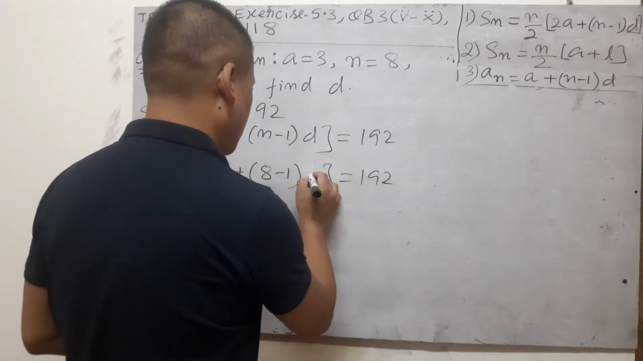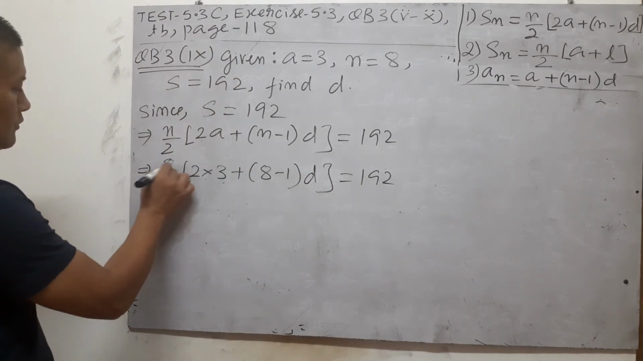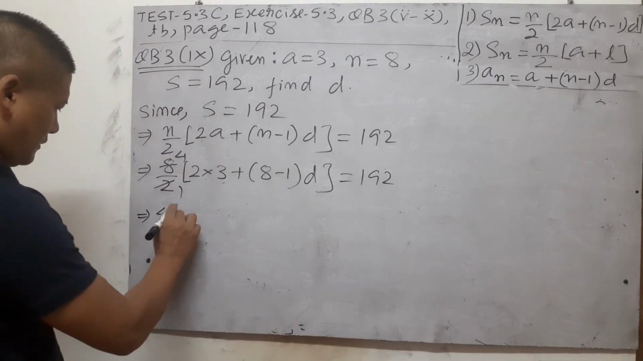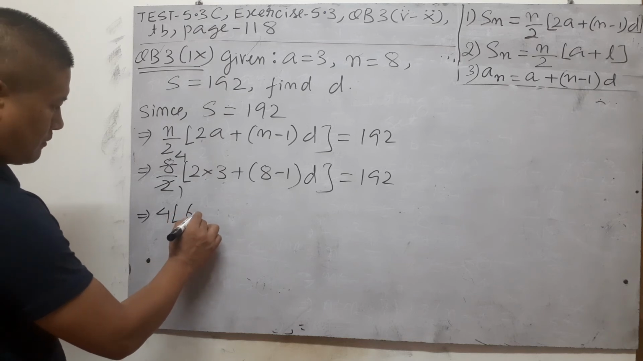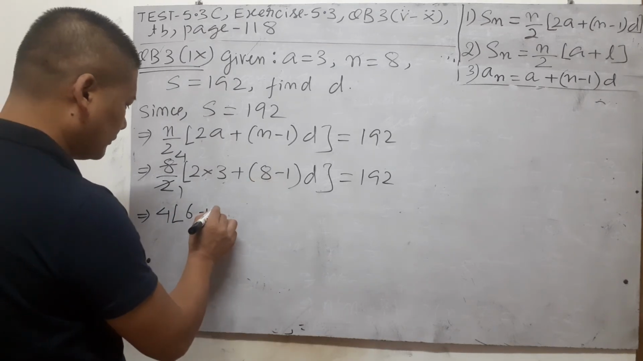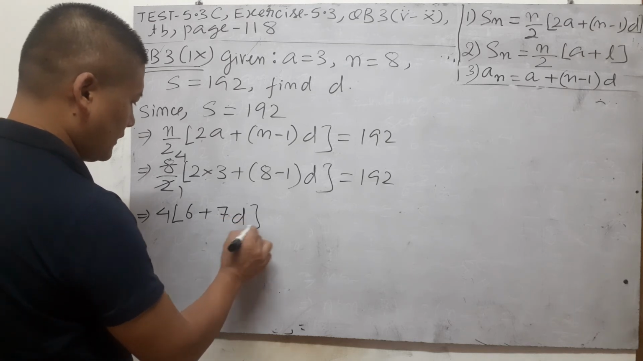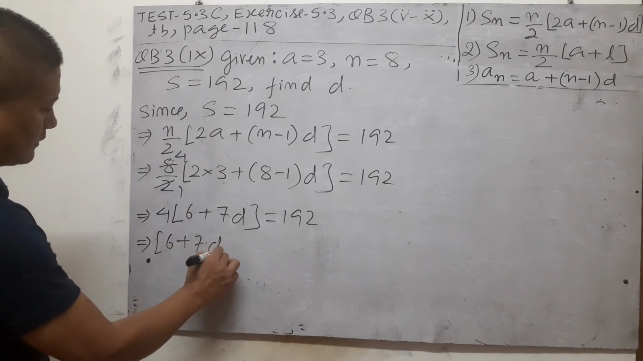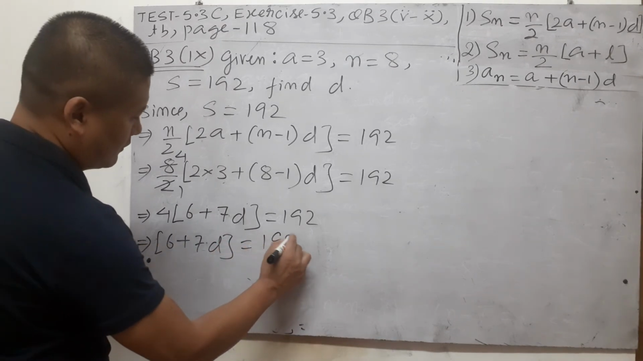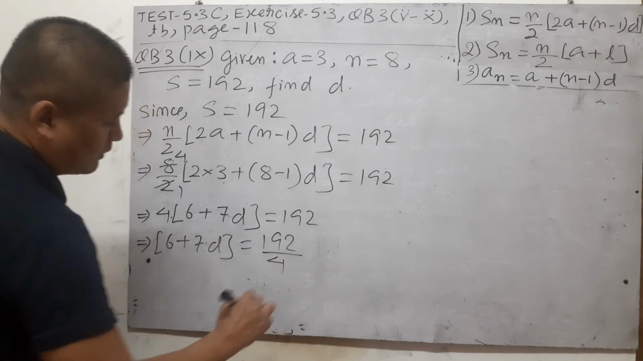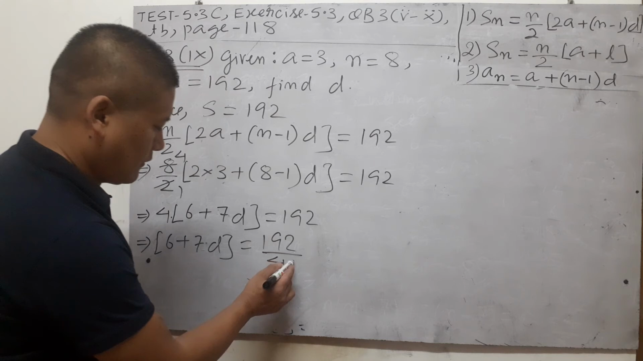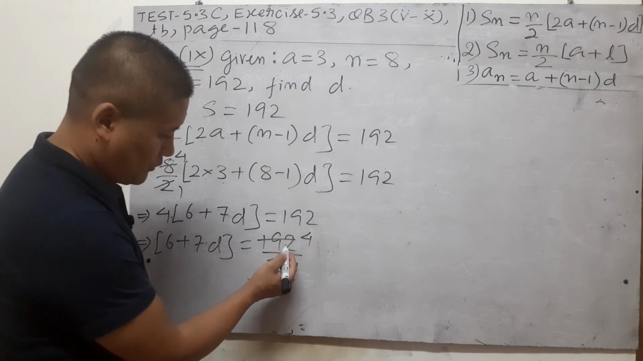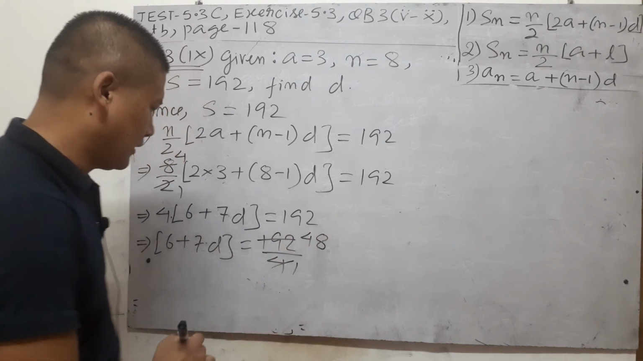So 2 ones are 2, 2 fours are 8, so 4 into 2 threes are 6 plus 8 minus 1, 7, so 7d, equals 192. Then we can write 6 plus 7d, just keep it as it is, equals 192, and shift this 4 to the denominator on the right side. 4 ones are 4, 4 fours are 16, 17, 18, 19, so 3 remainder, 4 eights are 32.